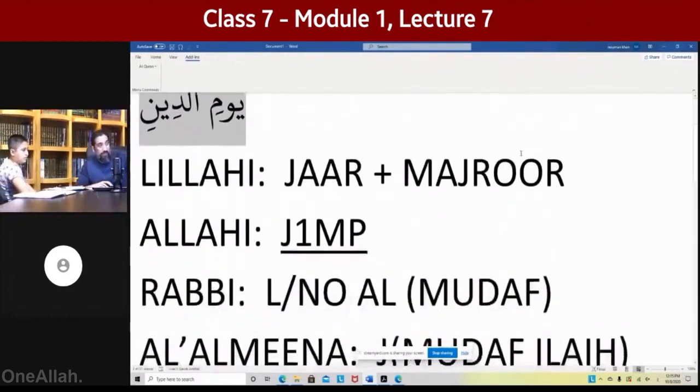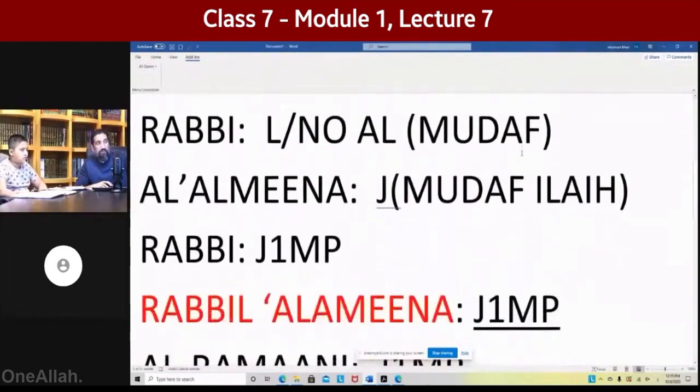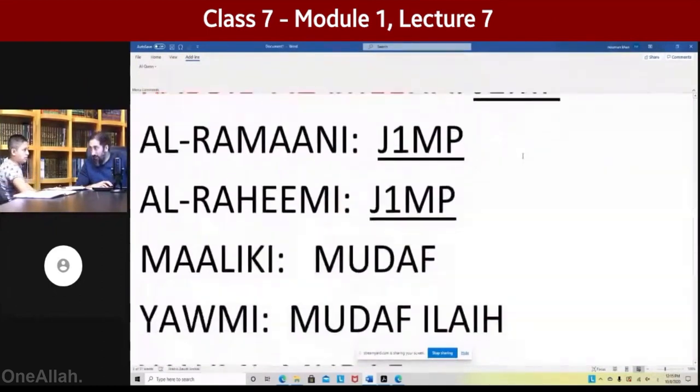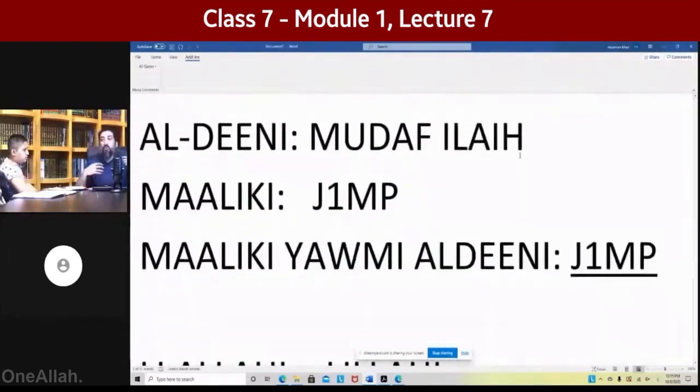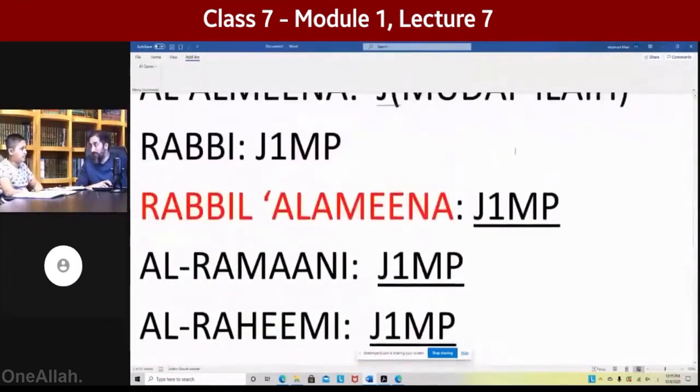This whole thing. Lillahi is jar majroor. The word Allah has 4 properties. How did everything connect, right? When you can write this yourself without looking at your notes, when you figure it out, then you have applied it to the Quran properly. Okay? So that's your only homework assignment, is to really understand what in the world just happened here. Okay? This is very powerful stuff.